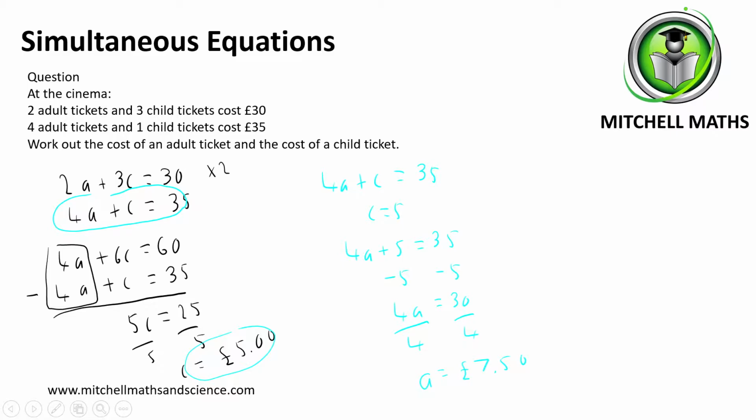So that's an example of a worded question where you're given the question in words, but you need to form the simultaneous equations and solve it from there.